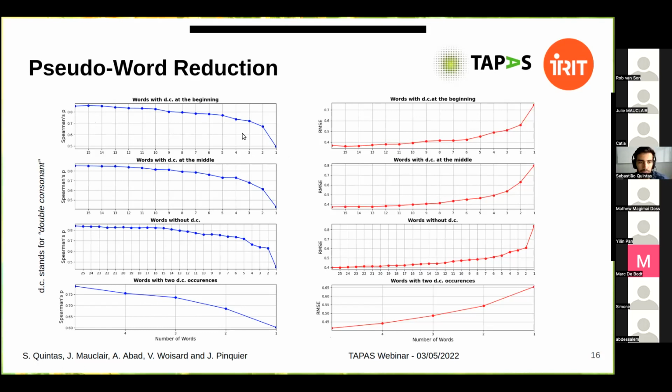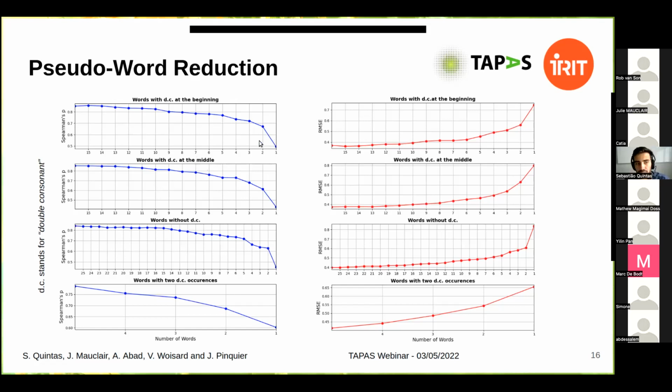And the curves, both in correlation and in the error, stayed fairly similar. The biggest drop in correlation was when we passed from 2 words to only 1. We can see almost a 20% drop in correlation here on all of the cases.